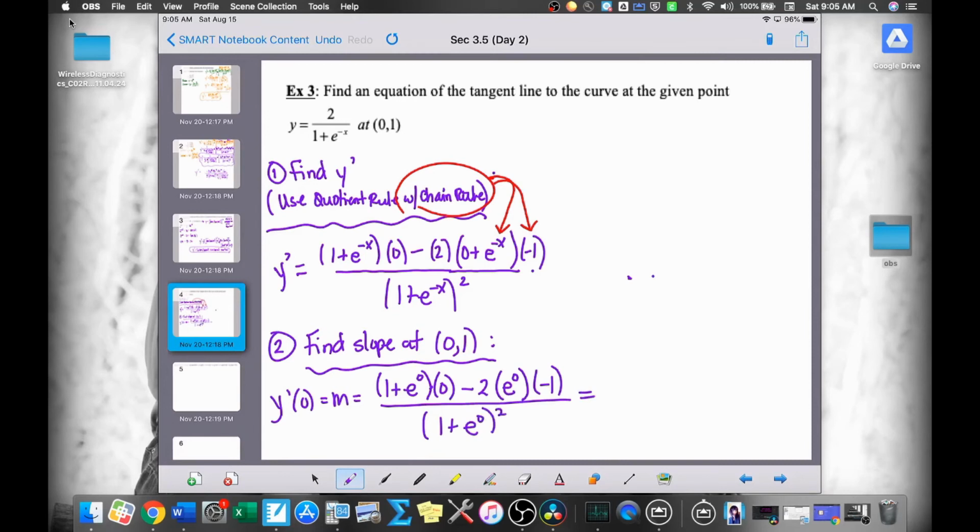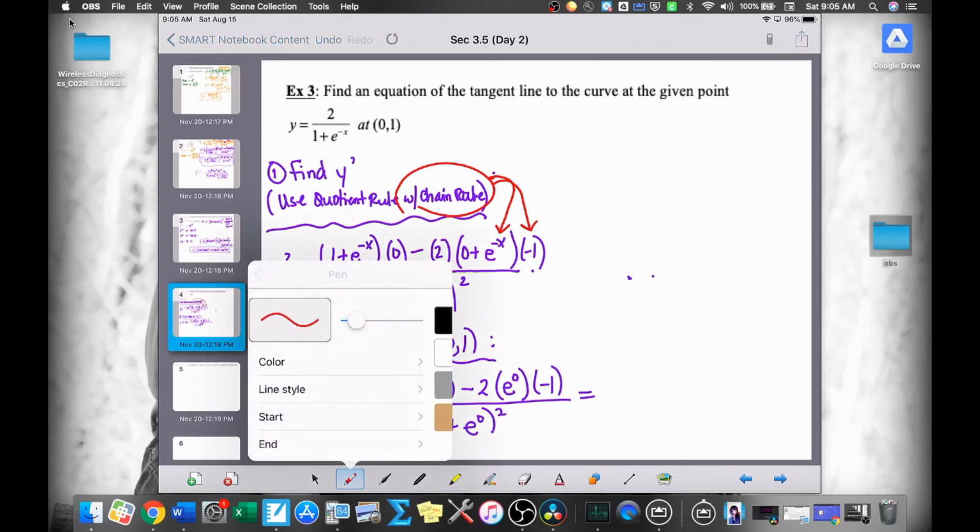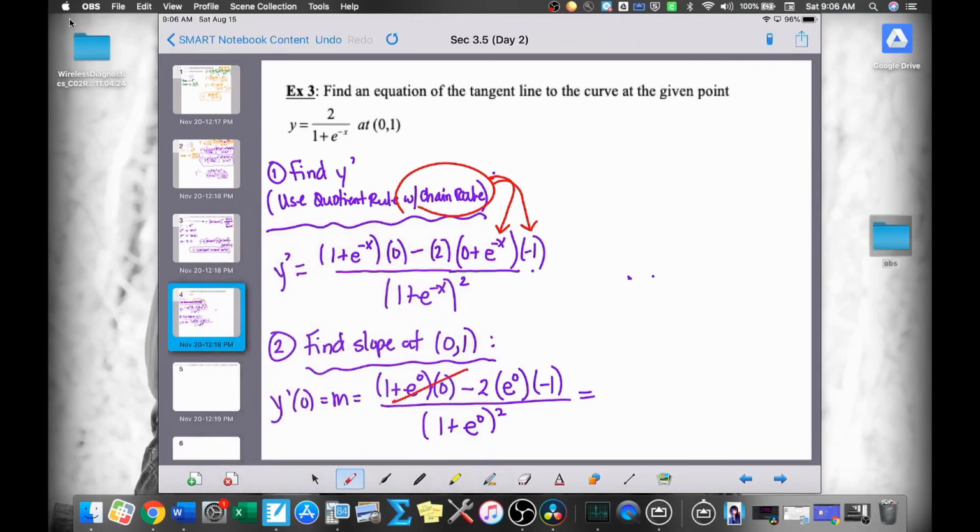Okay, well, what do I get when I do the math here? 0 times anything just cancels, right? And then I get e^0 is 1, times -2 is -2, times -1 is +2. So my numerator ends up being +2. And then in my denominator, e^0 is 1. So I end up with (1 + 1) squared. 1 plus 1 is 2. So 2 squared is 4. I end up with 2/4, which is 1/2. So there was some good algebra there. Please be careful. My slope is 1/2.